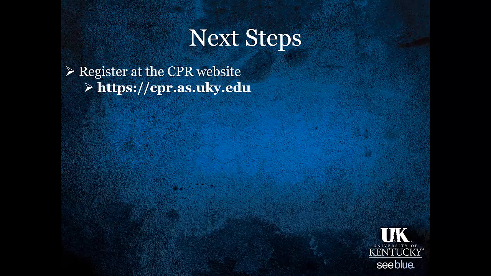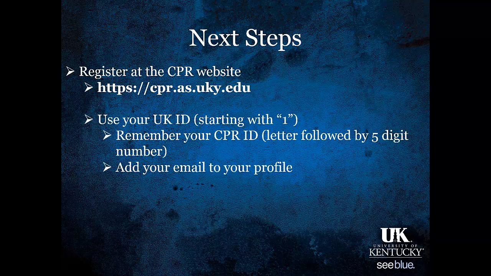So the next steps after this are to access and register at the CPR website. It's shown here for your copy pasting pleasure. Once you get to the site, you'll use your UKID, number that starts with a 1, to create a profile, and then you'll be given your own unique CPR ID, which is a letter followed by a 5-digit number.